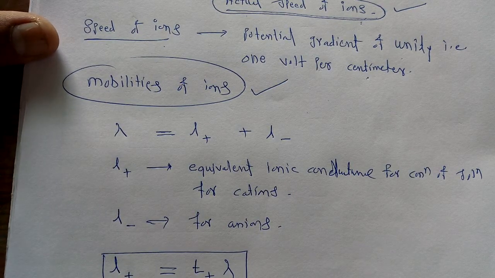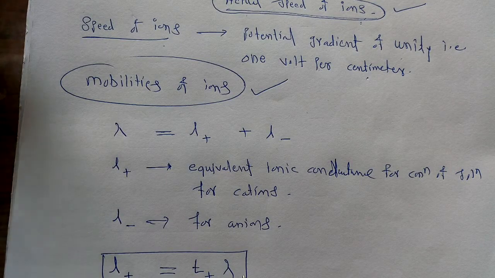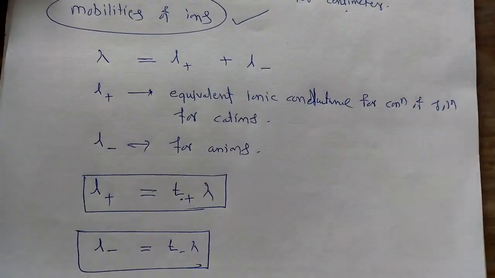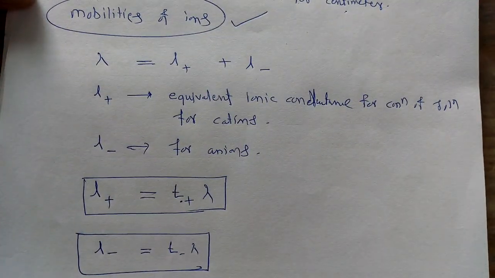That has to be determined from their equivalent conductance value and the transport number. This T plus and T minus is called the transport number. Now what is the meaning of this T plus and T minus? That we have to discuss now.